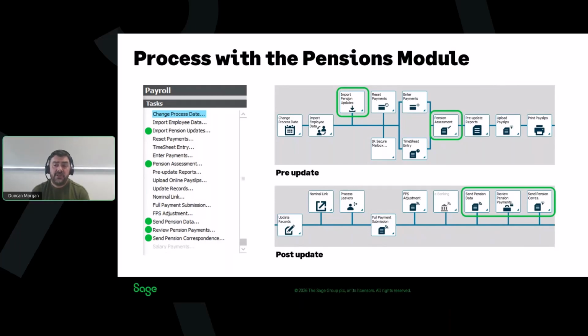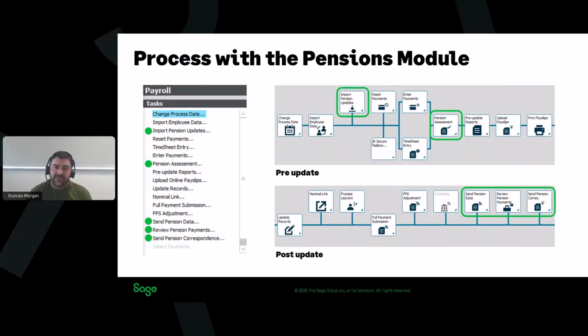You've then got the main option, the pension assessment, which is done directly after entering your employees' payments. So that will check everyone's age and earnings. And if there are eligible employees who are not already in a pension scheme and haven't opted out, they will be auto-enrolled. Once you've then done your reports and updated records, your post-update tasks involve sending pension data to your provider, reviewing the pension payments you need to make to your provider by running a report, and then sending any pension correspondence that's due to your employees.